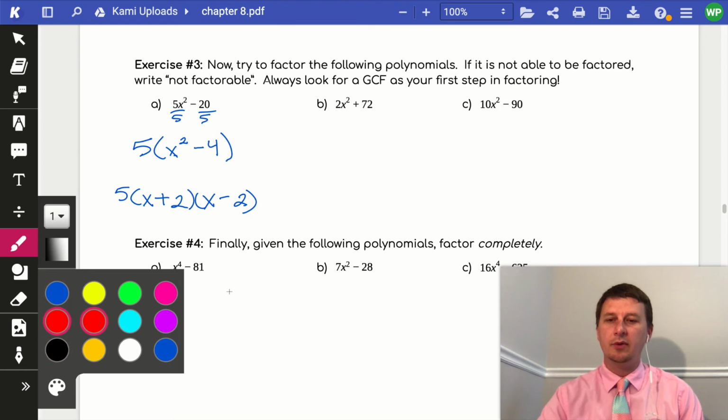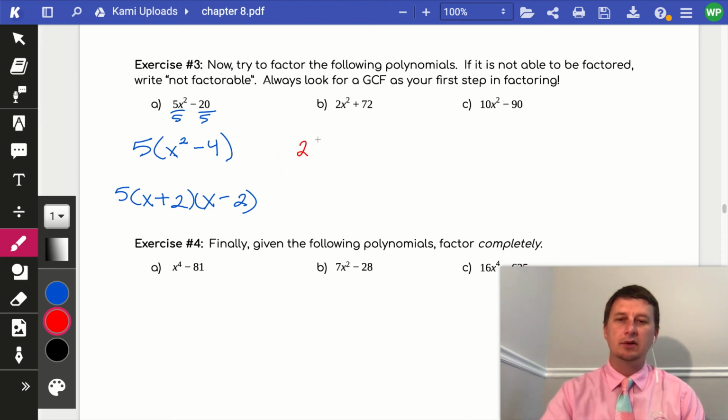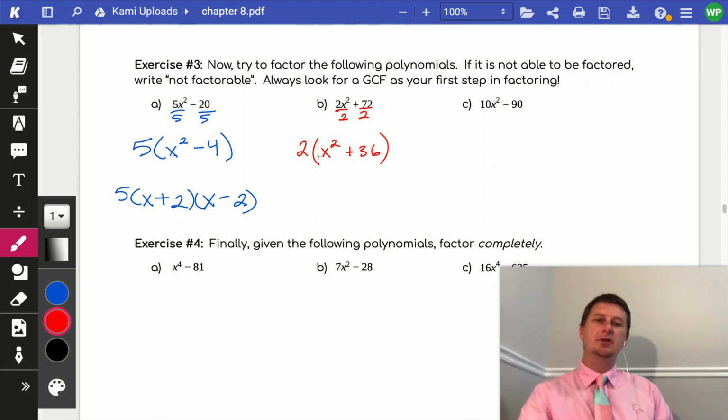In our next one, we want to take a look and see if we have a GCF. Do we have a GCF? And the answer is yes, we do. So we have 2 times, okay, divide each by 2, and we're left with x squared. 72 divided by 2 is positive 36. Now we look inside these parentheses. There's no GCF. Is it a difference of two perfect squares?